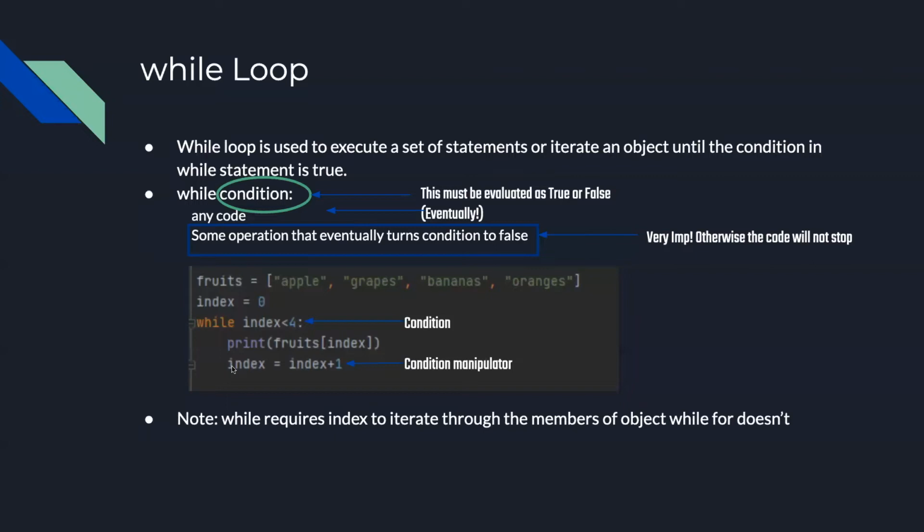And then we have to have our operation that eventually turns the condition to false. We call this our condition manipulator. So we set index equal to index plus 1. Another way you could have done this is index plus equals 1, just to make sure that on each iteration of the loop, index will increase by 1, so that eventually index will be greater than or equal to 4, and this will evaluate to false. Once this evaluates to false, then we would execute the lines of code down here.